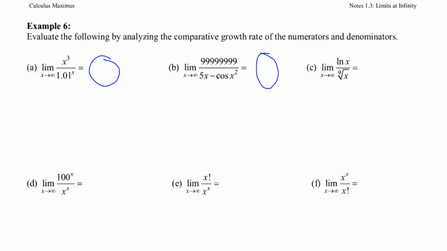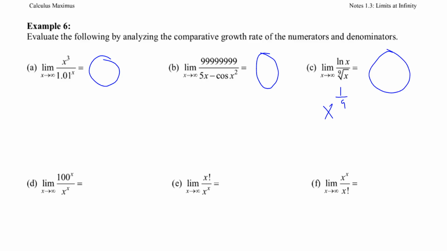Now, these are pretty exciting, right? In the top, we have a log. Doesn't matter that it's a natural log. In the bottom, we have x to the 1/9. Even though that 1/9 is a small power, it's still going to grow faster than a log. 0.